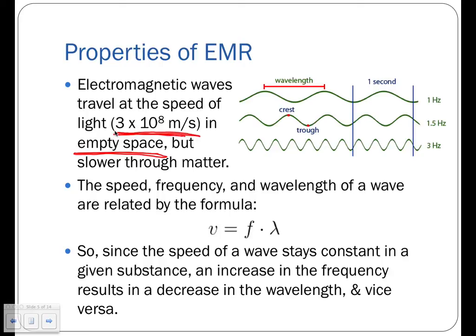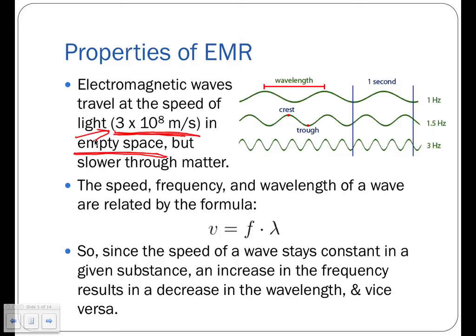If it's going through matter, however, EM radiation goes a little bit slower. For example, in air, it goes between 99 and 100% of that 3 × 10⁸. So you'd expect it to be between 295 million and 300 million meters per second if it was going through air. If it's going through water, it'd be about a quarter slower, close to about 2 × 10⁸ meters per second. If it was going through something even denser, like diamond, then it would be even slower. Less than half of this 3 × 10⁸ would be the speed of electromagnetic radiation through something like diamond.